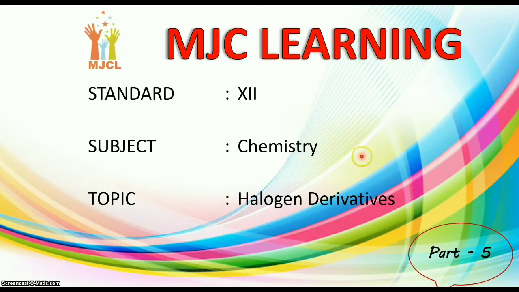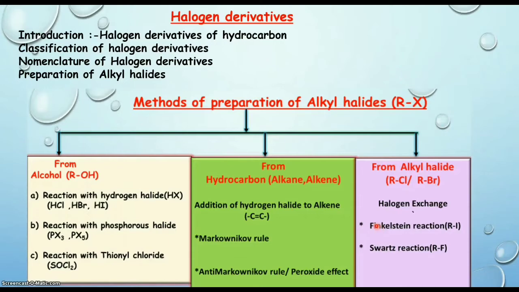Today we are going to study chapter number 10 of chemistry, that is halogen derivatives. This is part 5, so let's begin.